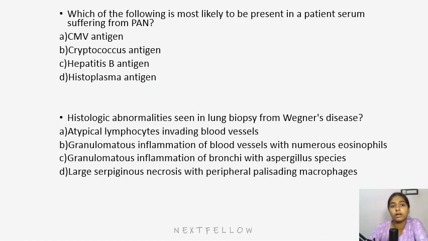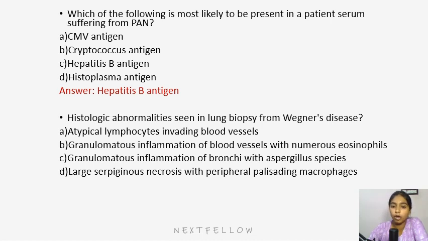Which of the following is most likely to be present in the patient suffering from polyarteritis nodosa? We have seen polyarteritis nodosa is found to be associated with hepatitis B. So the answer is hepatitis B antigen. And in blood vessels we can see the hepatitis B antigen as well as antibody complex in the affected blood vessels. Next is histological abnormality seen in lung biopsy from Wegener's disease.